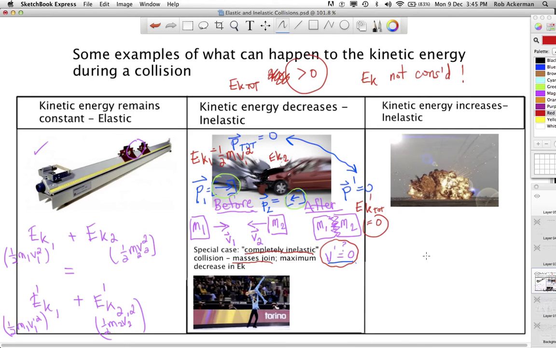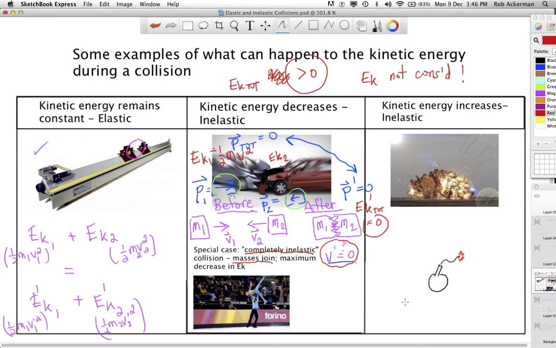And finally, let's look at an example where the kinetic energy actually increases. You know, we've been talking about kinetic energy either being the same or going down, which sounds kind of like a bad deal for kinetic energy. Can it ever increase? Well, here's an example where it can. An explosion. In this situation, I'm going to imagine that in the beginning there was a bomb that was just kind of getting ready to go off.